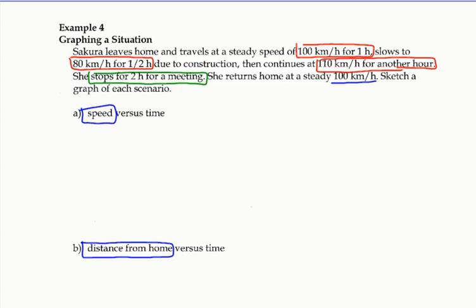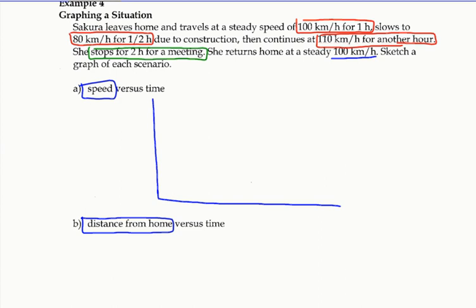Speed versus time. So let's graph a speed versus time. So if we estimate, if it took 2.5 hours to get there, a 2-hour meeting, and then 2.5 back, how much total time is that? 2.5 there, 2 at the meeting, 2.5 back, 7. So you want to make your axis really long on the horizontal.